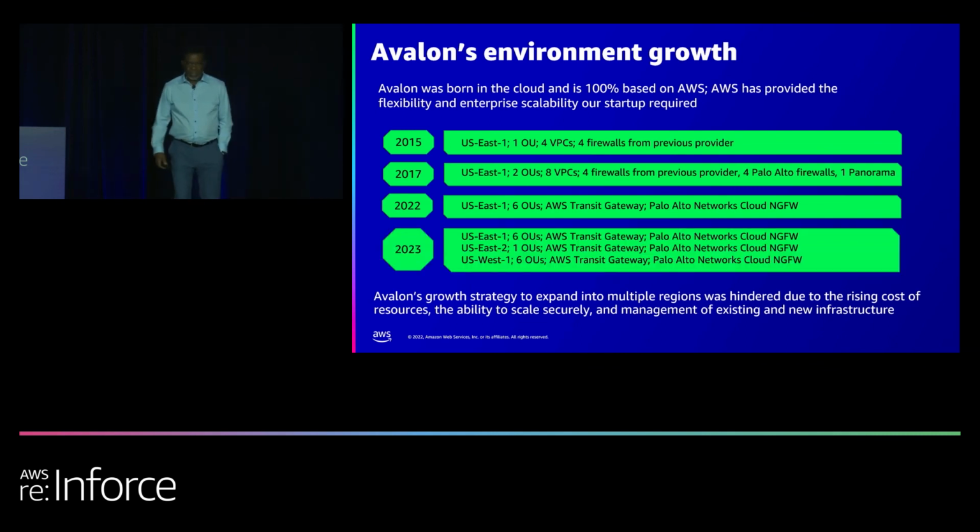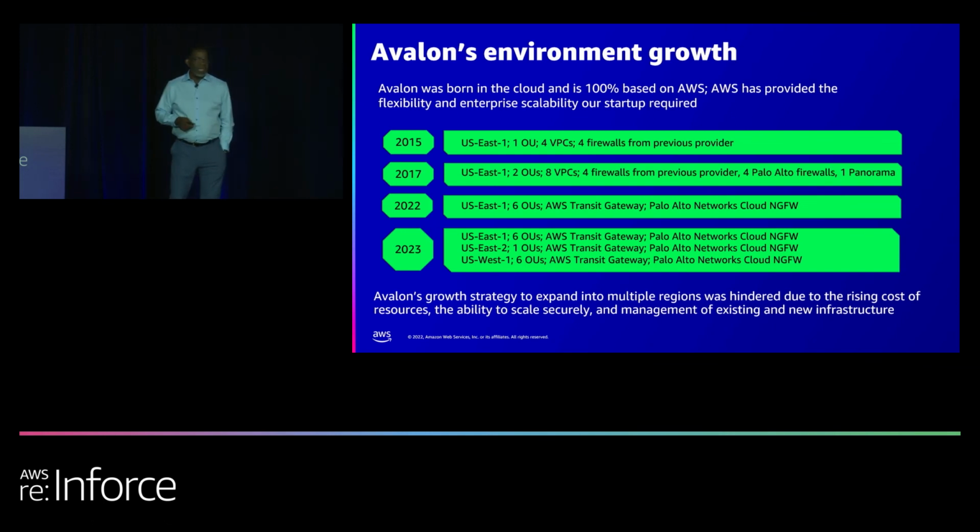So when we look out to 2023, we start asking ourselves, what does that strategy look like before we get there? Where do we have to be in 2023? And I'd like to read this. Avalon's growth strategy to expand into multiple regions was hindered due to the rising costs of resources, the ability to scale securely, and management of existing and new infrastructure. And I'd like to go to the ability to scale securely.